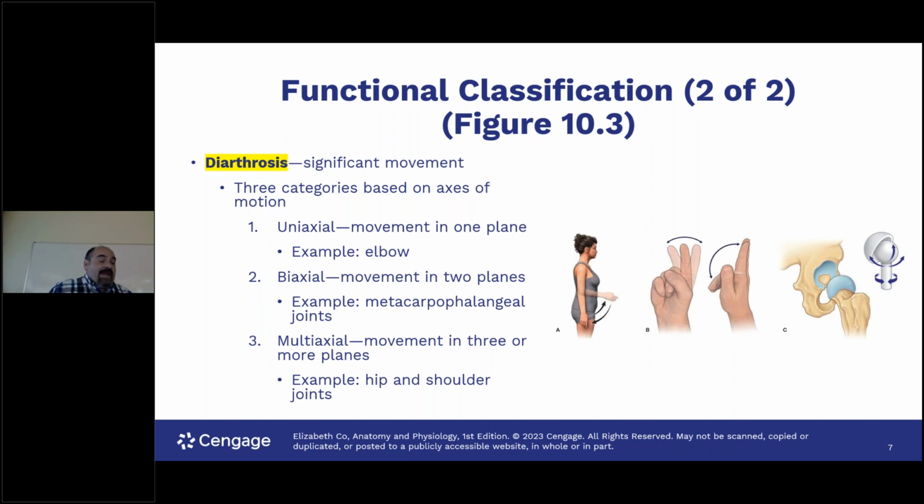And you'll see uniaxial, one direction; bi would be what? 2, so 2 planes. And then multi-axial is going to be in 3 planes, right? So you're going to think shoulder, hip, right? So the ball and socket, the 2 ball and socket joints, multi-axial joints, okay?